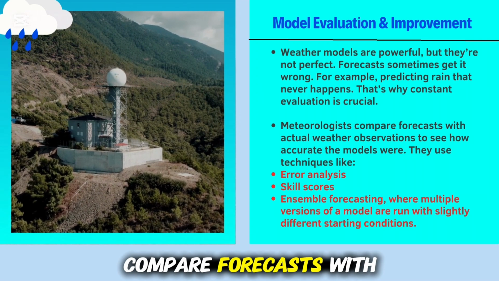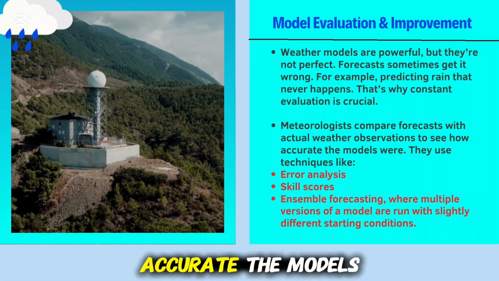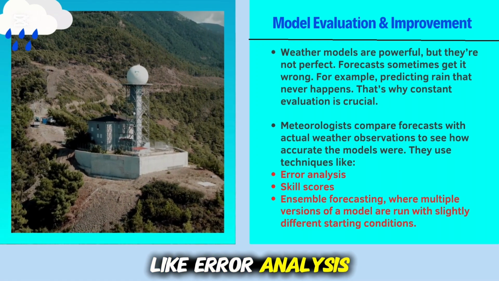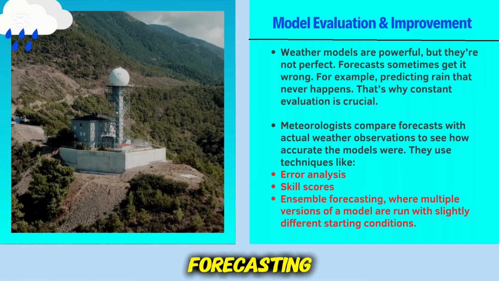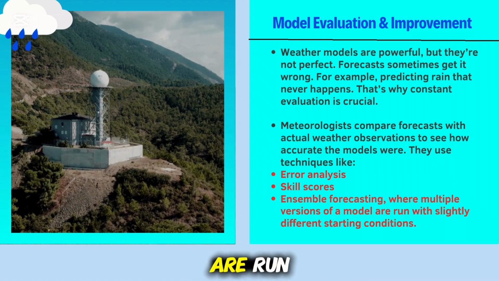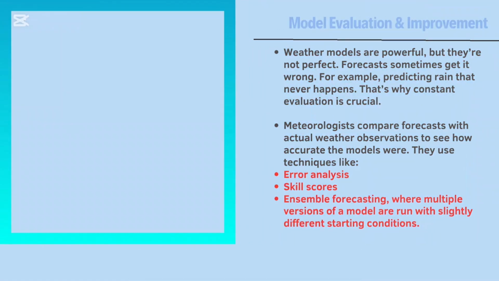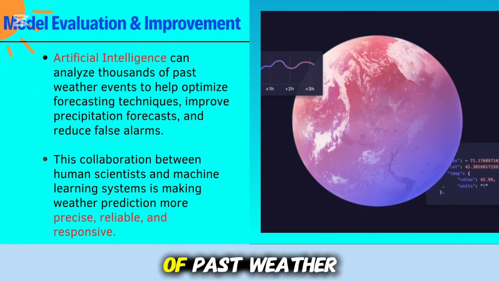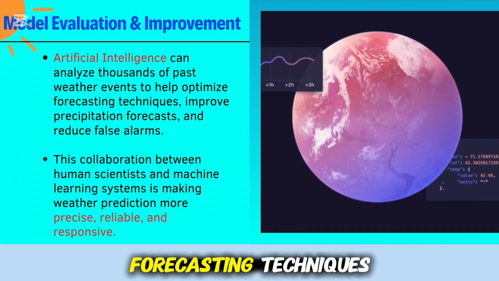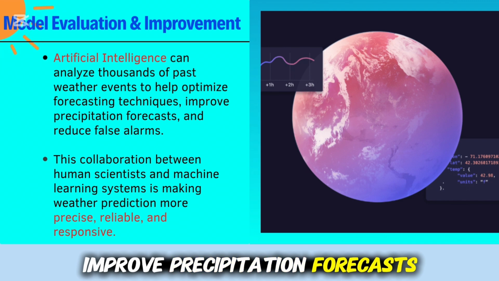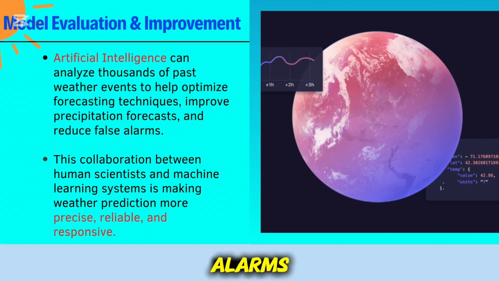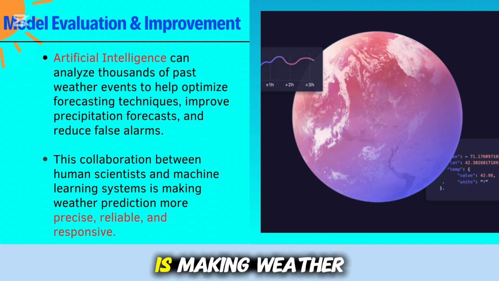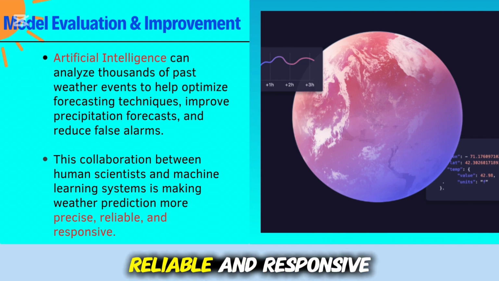Meteorologists compare forecasts with actual weather observations to see how accurate the models were. They use techniques like error analysis, skill scores, and ensemble forecasting, where multiple versions of a model are run with slightly different starting conditions. Artificial intelligence can analyze thousands of past weather events to help optimize forecasting techniques, improve precipitation forecasts, and reduce false alarms. This collaboration between human scientists and machine learning systems is making weather prediction more precise, reliable, and responsive.